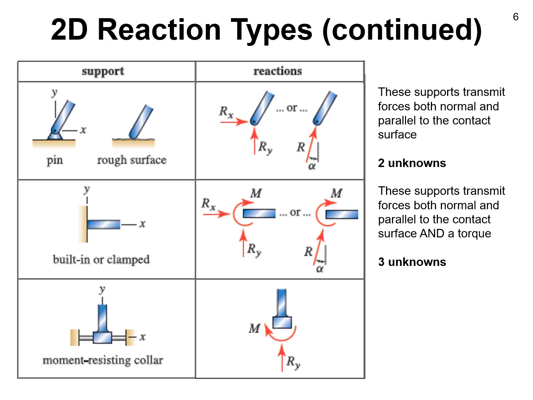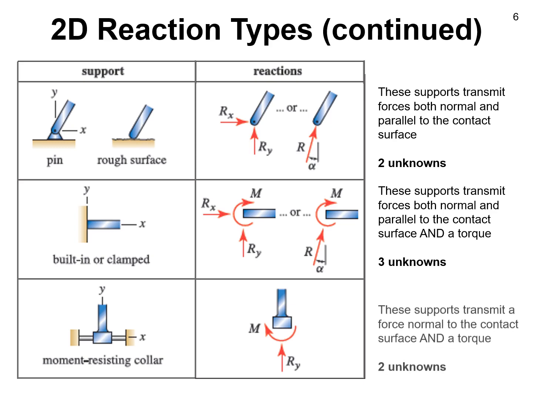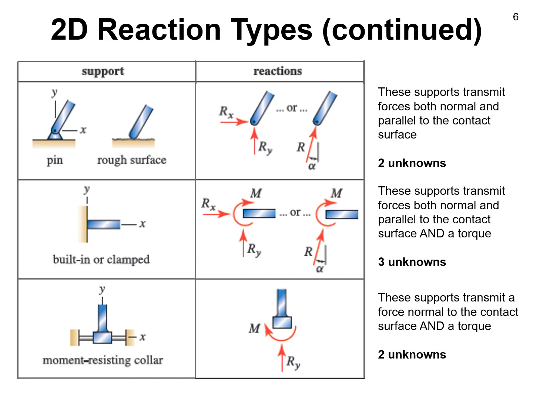Finally, we see something called a moment-resisting collar. And this collar is meant to be able to slide freely on the horizontal bar. So if we ask what is prevented, we would be prevented from moving vertically. We would not be prevented from moving horizontally. But also, I think you can see you would be prevented or resisted if you tried to rotate. So since rotation is resisted and vertical motion is resisted, you would say that this reaction type exerts a force normal to the contact surface and also a torque, leading to 2 unknown reactions.